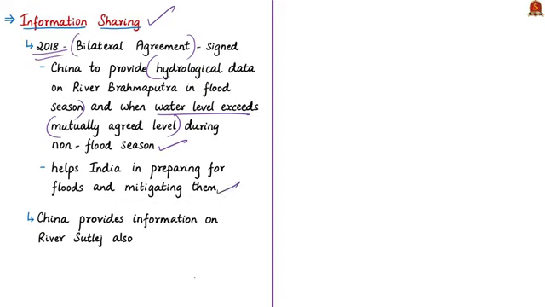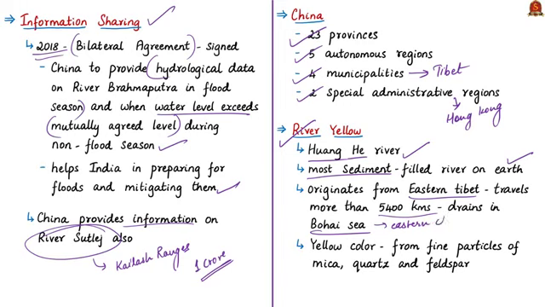This river originates from eastern Tibet and travels a length of more than 5,400 kilometers and drains in the Bohai Sea, which is in the eastern part of China. The river is called the Yellow River because of the yellow appearance due to sediments carried by that river. The river derives its yellow color from fine particles of mica, quartz and feldspar.